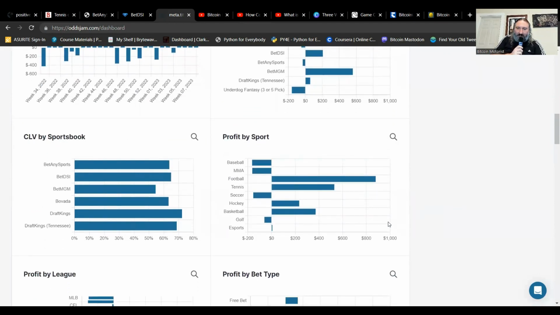Profit by sport. Look at basketball coming up. That's awesome. Once upon a time, I was thinking basketball was going to be my best sport betting. And for a while, it was really good. And then I took a huge negative streak. I had a lot of losing bets on basketball, but I like the fact that it's coming up.